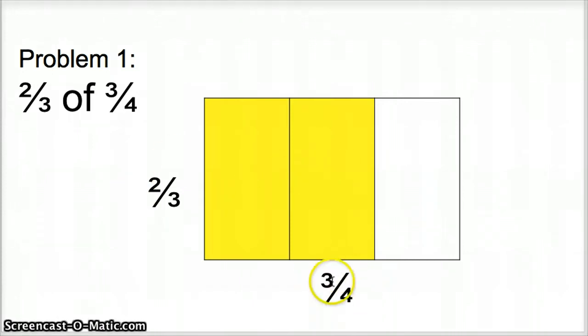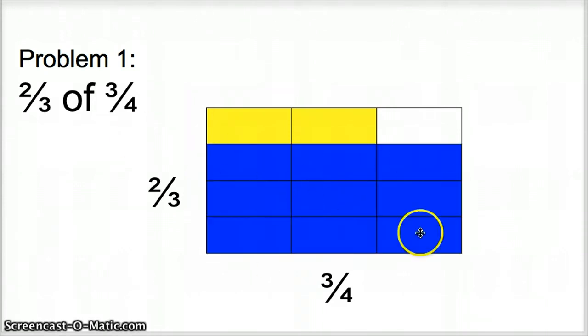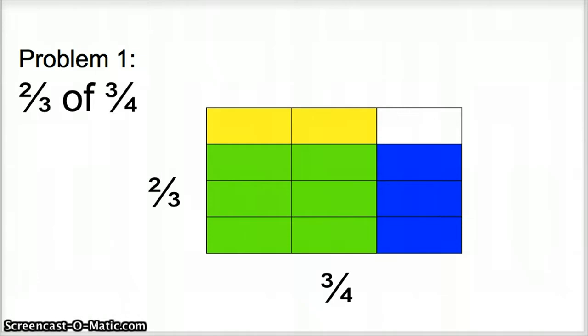Now look at the bottom, it says 3/4. I need to split it into fourths going horizontally, these lines like this, 3 lines because it's fourths, and I would shade in 3 of them. And I can see there's a lot of overlap here. These 3 here overlap with the yellow, and so do these 3, so they become green.